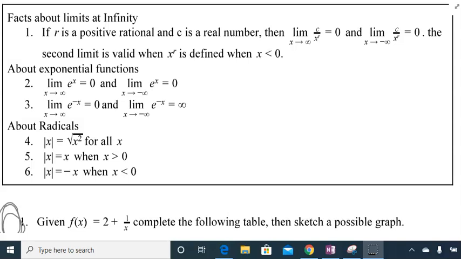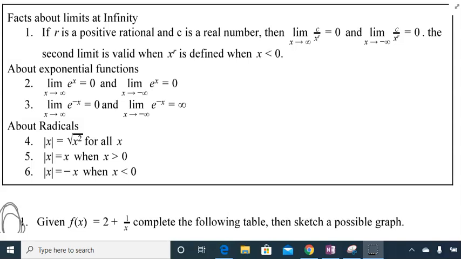1. If r is a positive rational number and c is a real number, then the limit as x approaches infinity of c over x raised to the r is equal to 0. And the limit as x approaches negative infinity of c over x to the r equals 0. The second limit is valid when x to the r is defined when x is less than 0.